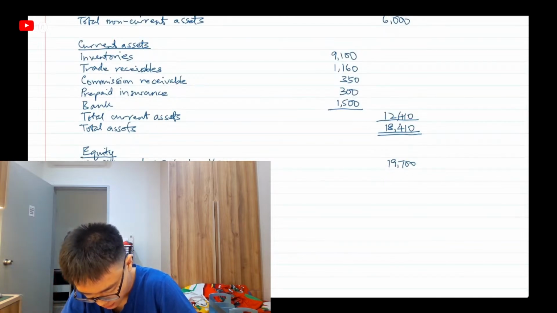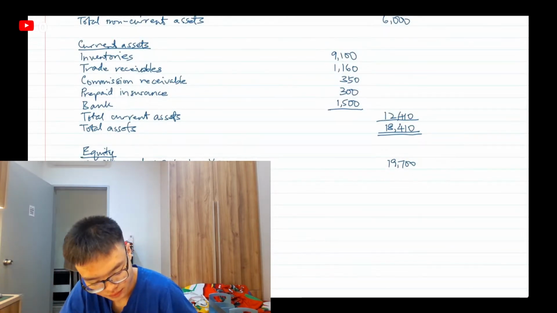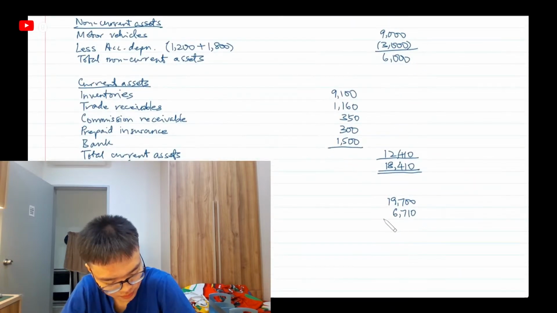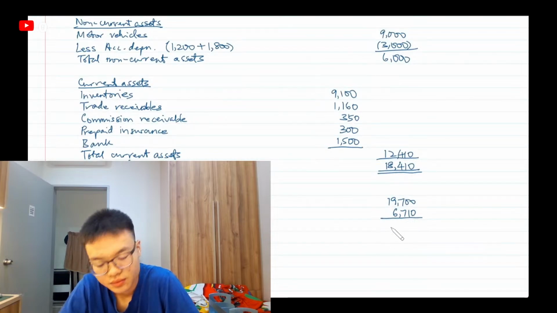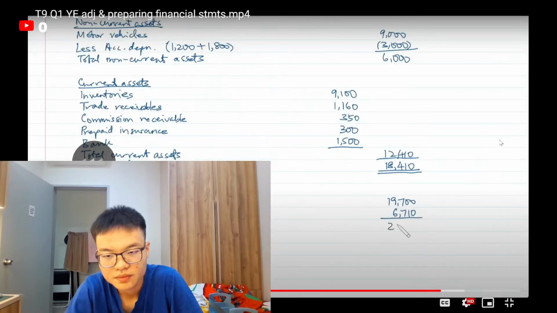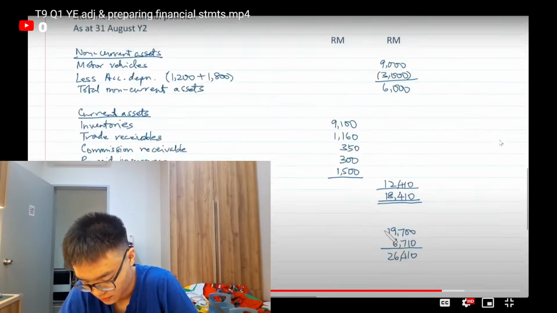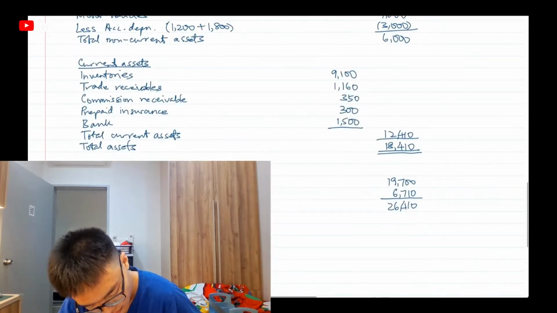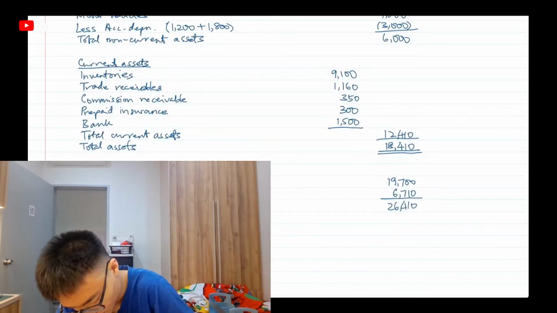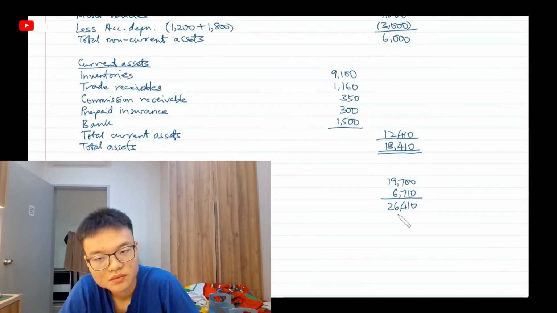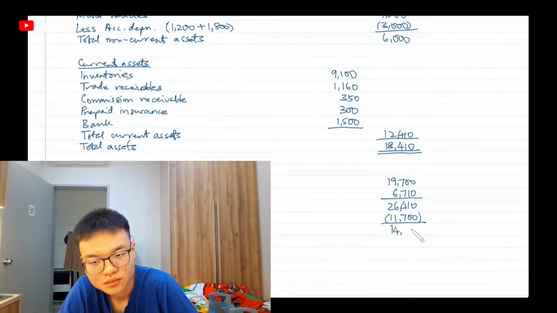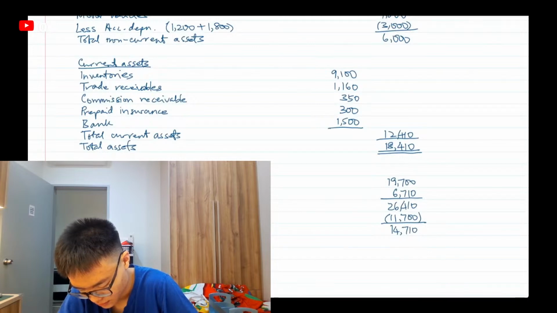We made a profit, so to this capital we had our net profit for the year. The net profit was 6,710 ringgit. So our capital is increased by the net profit to 26,410 ringgit. But we also had drawings. Total drawings for the year was 11,700 ringgit. Drawings will reduce our capital. So if you deduct drawings, we end up with 14,710 ringgit closing capital balance.